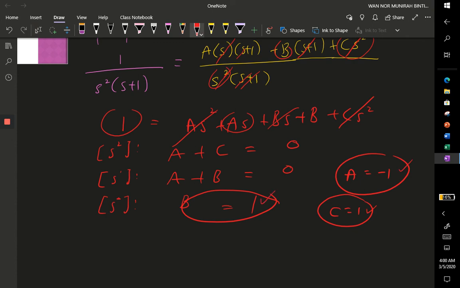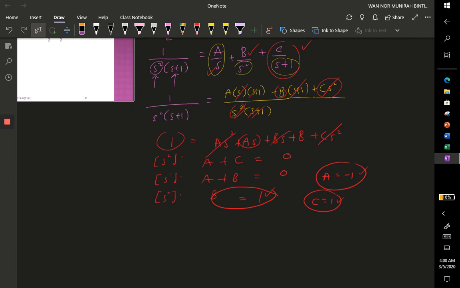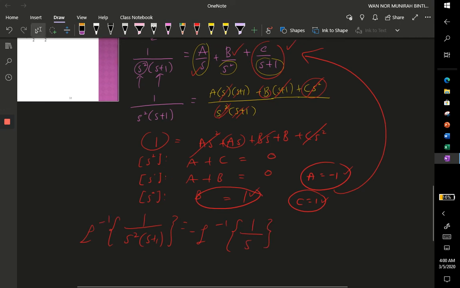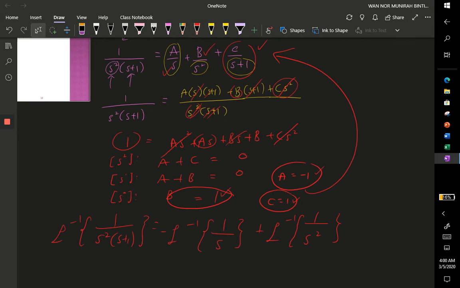Okay, then after I get the value A, B, and C, I go back to my partial fraction. I can conclude that Laplace inverse of 1 over s square (s plus 1) is equivalent to Laplace inverse of A over s. My A is negative 1. So negative 1 over s. Okay. Plus B over s square. B is 1. Laplace inverse of 1 over s square. And the last one is C. Plus Laplace inverse of C equals to 1, so 1 over s plus 1.